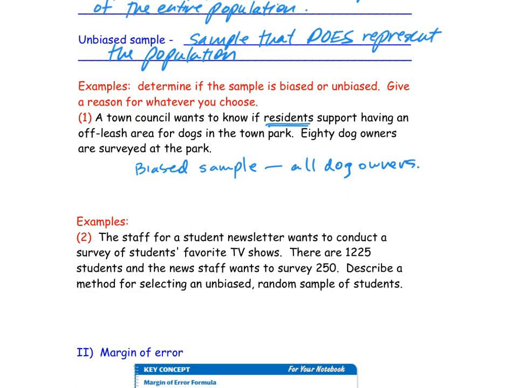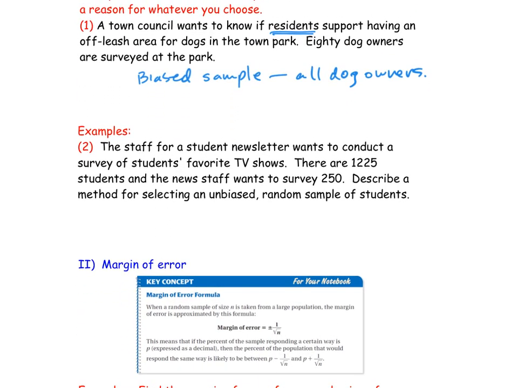All right, number 2 says the staff for a student newsletter wants to conduct a survey of students' favorite TV shows. There are 1,225 students, and the news staff wants to survey 250. It says describe a method for selecting an unbiased random sample of students. So yeah, this one, if you want to survey students' favorite TV shows, you get 1,225 students, just a random sample. So you could just pick names out of a hat.